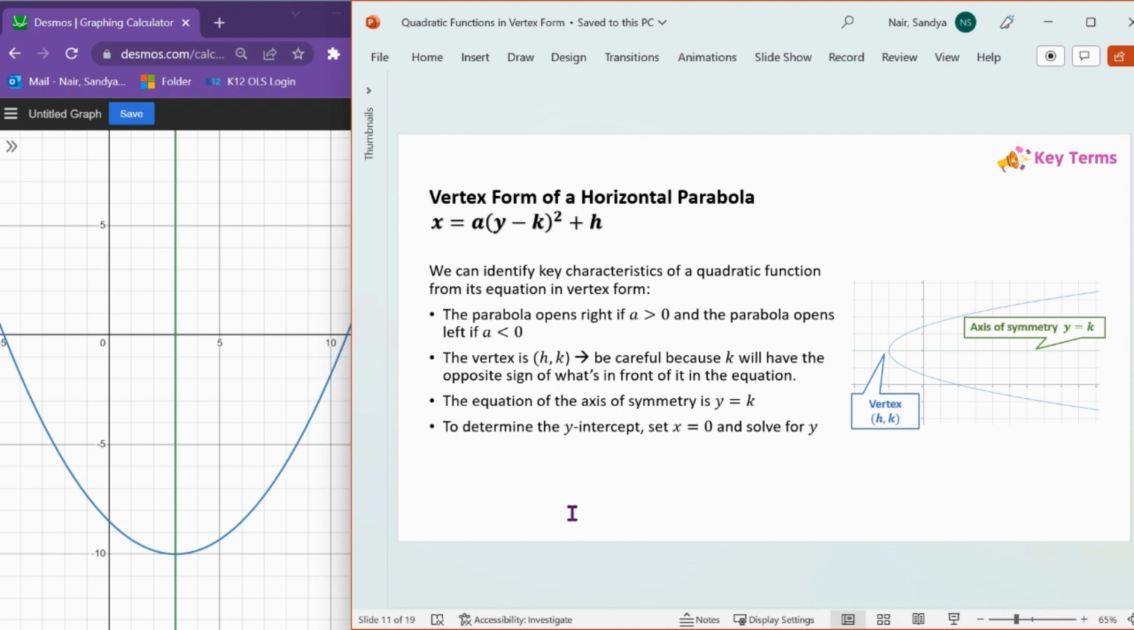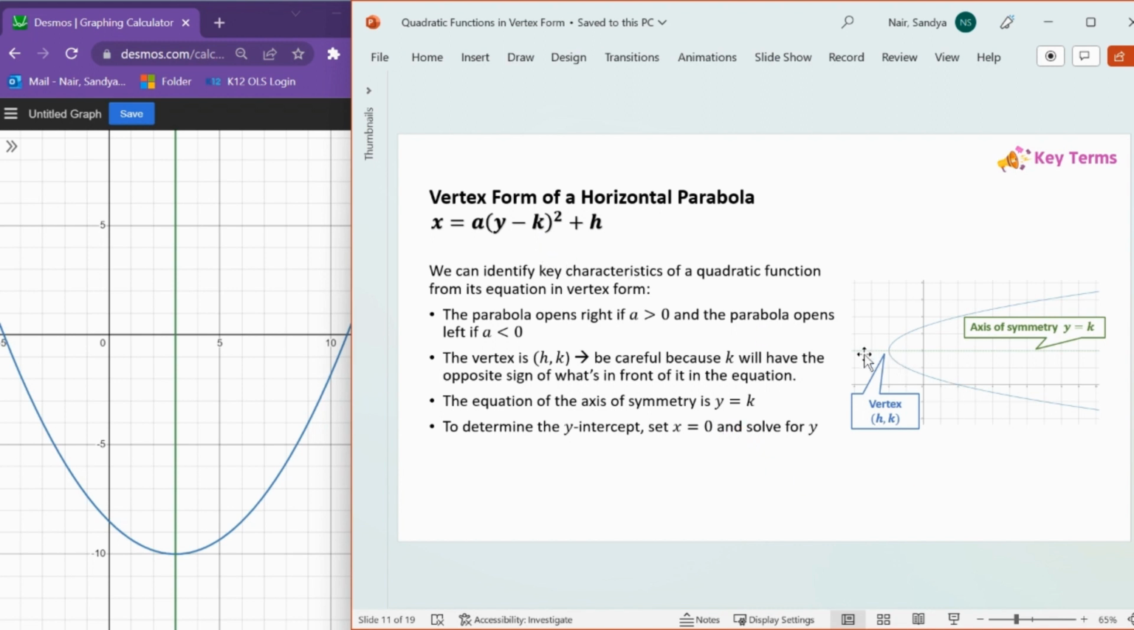The vertex is going to still be at (h, k), but be careful because h is now going to be the value that's outside our parentheses and k is going to be the value that's with y. Once again, we have to be careful because that k is being subtracted, so it's going to have the opposite sign of what's in front of it in the equation. The equation of the axis of symmetry will now be y equals k, right?